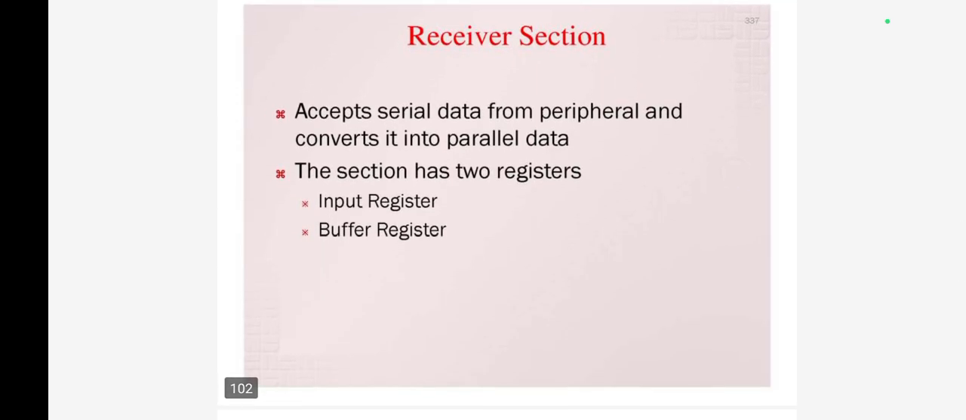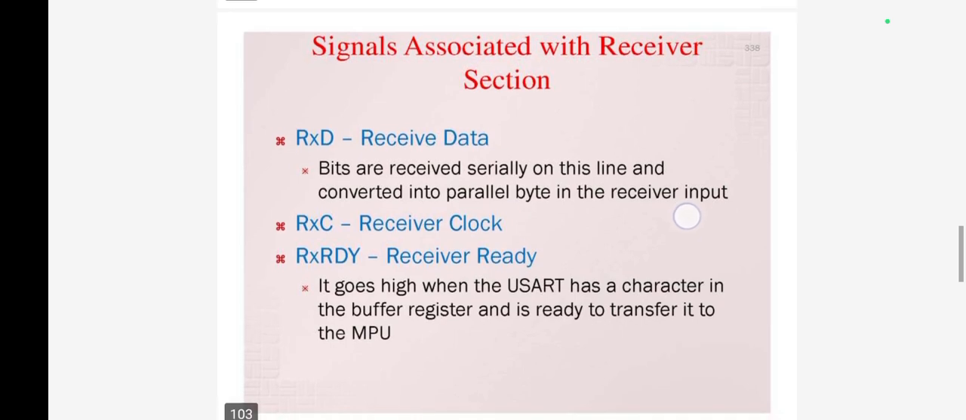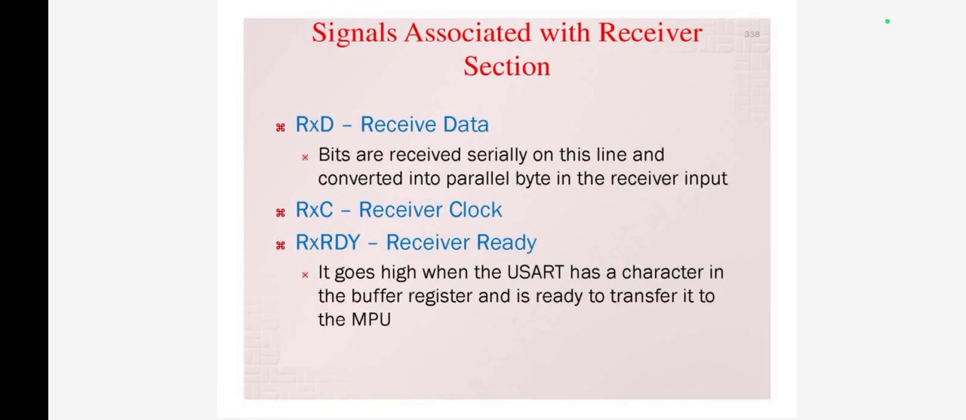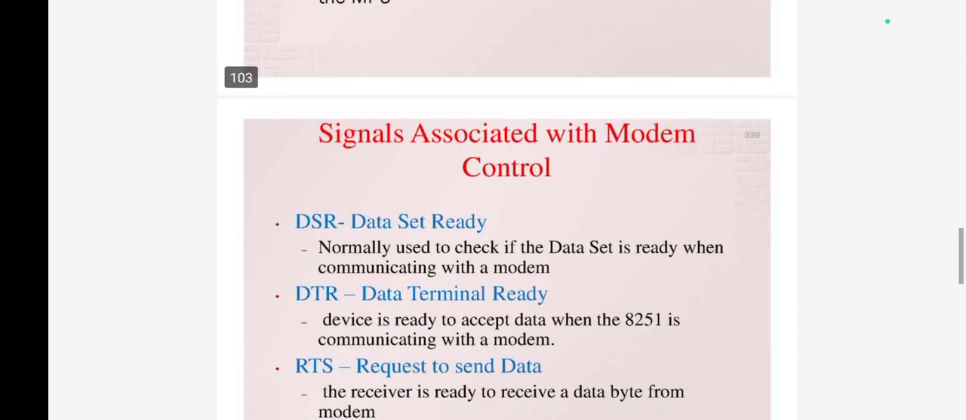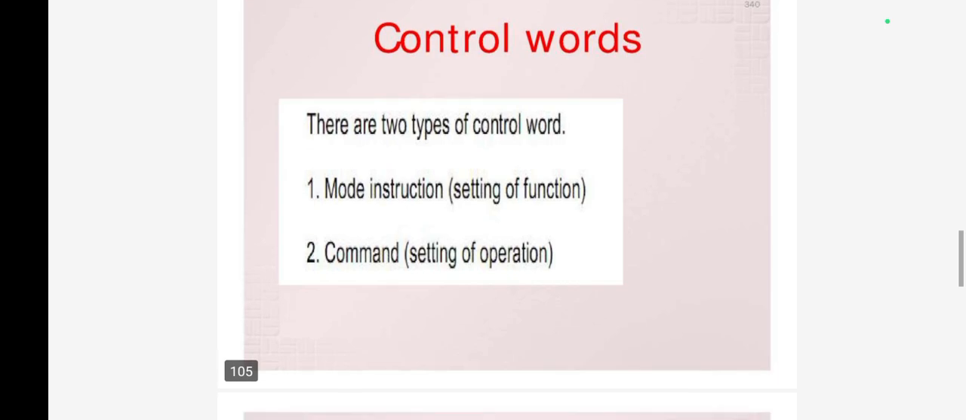Similarly, the receiver section also accepts serial data from a peripheral device and converts it into parallel data. This section also has two registers, namely input register and buffer register. Signals associated with the receiver section are receive data, receiver clock and receiver ready. And the control words are the mode instruction and the command instruction. Mode instruction is used to set the function, whereas command is used to set an operation.